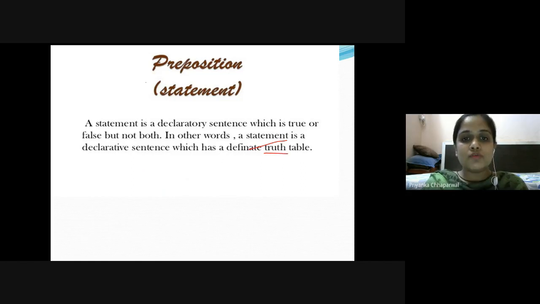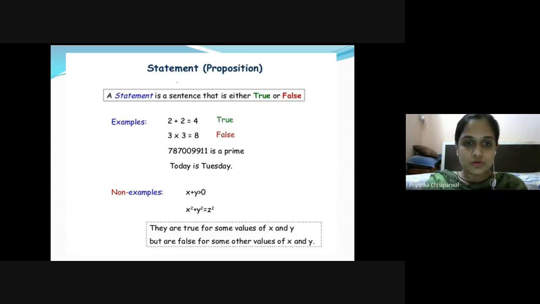Okay, so what does a proposition mean? Whatever sentence you have, the answer is either true or false. You have only two options: it will either be true or false. Suppose a statement is a sentence that is either true or false.